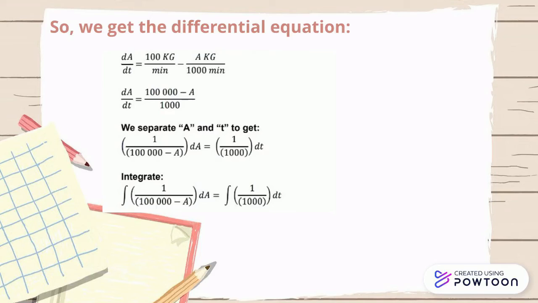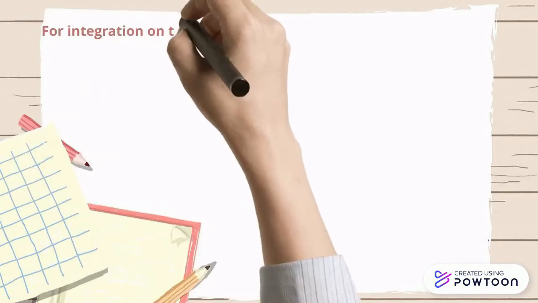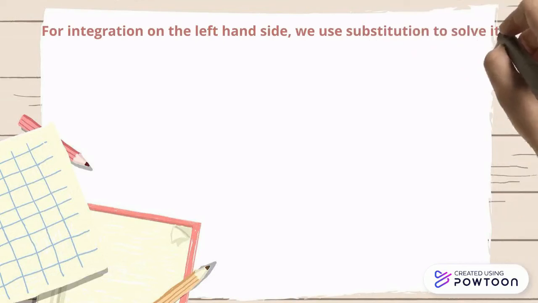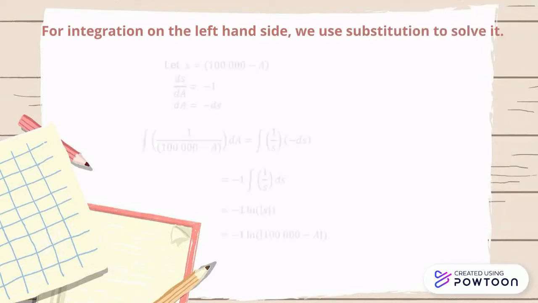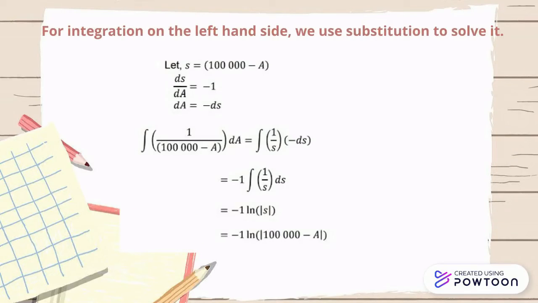Next, we need to separate A and t, and we will get 1 divided by (100,000 minus A) dA equal to 1 divided by 1000 dt. We need to integrate both the left and right hand side. For integration of the left hand side, we can use the substitution method to solve it. So, let s equal 100,000 minus A. So, ds/dA is equal to negative 1, and dA is equal to negative ds.